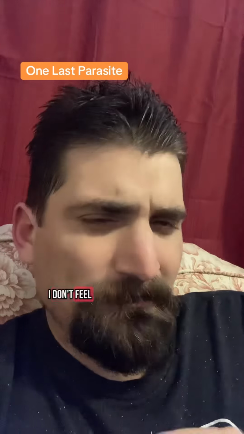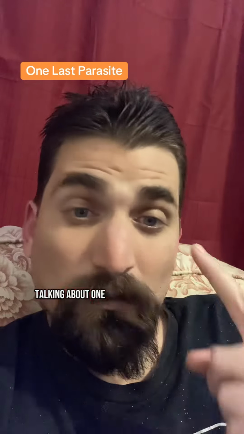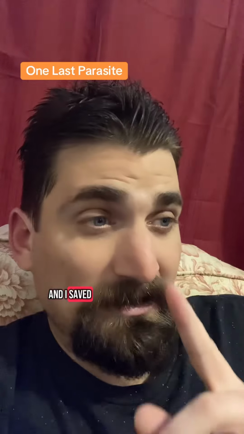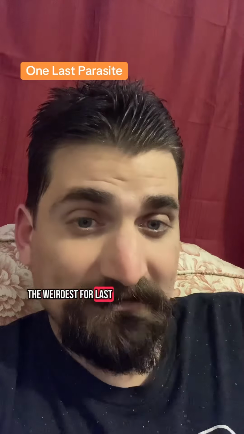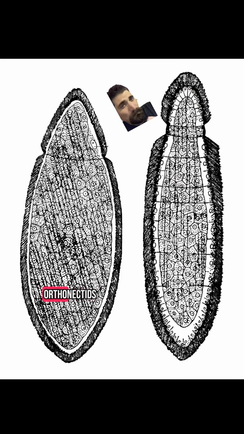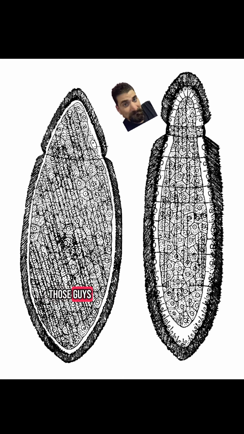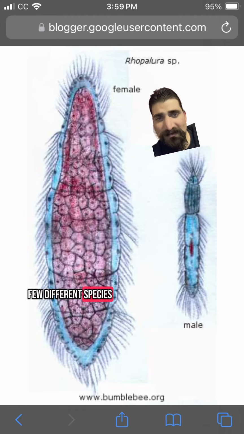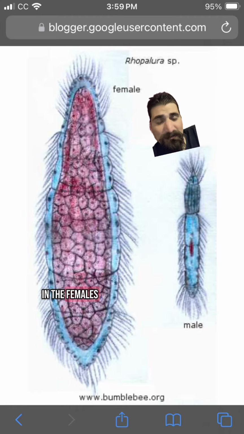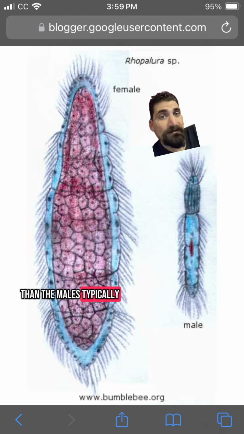Speaking of which, I don't feel right leaving without talking about one more parasite, and I saved the weirdest for last. These are the orthonectids, a microscopic marine parasite that infect a variety of different hosts, including flatworms, polychaete worms, and echinoderms, such as sea stars, sea urchins, sea cucumbers, those guys. There are a few different species of this parasite, and the females are typically much larger than the males.